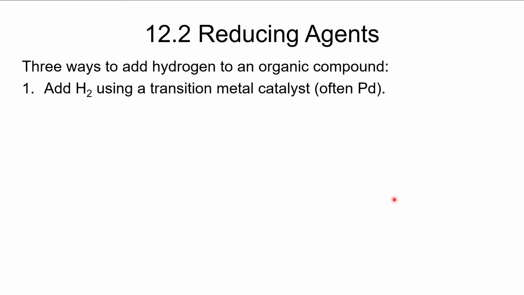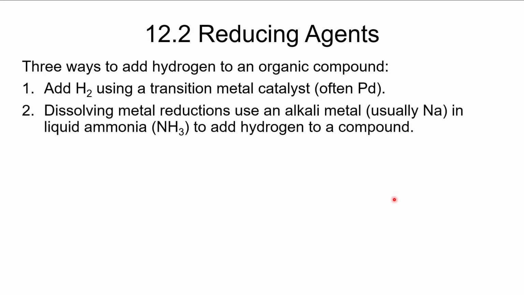All right, so we add hydrogen using a transition metal catalyst. We can also do what's called a dissolving metal reduction, and that uses an alkali metal like sodium and liquid ammonia as our source of hydrogen. And so the electrons are literally added to our compound using the sodium. Sodium gives up those electrons and adds them.